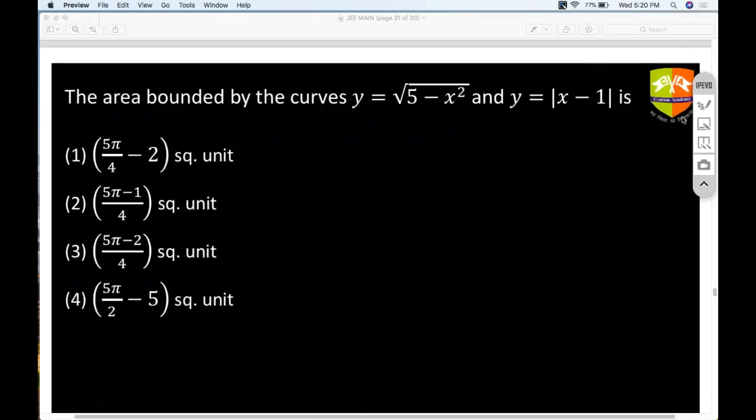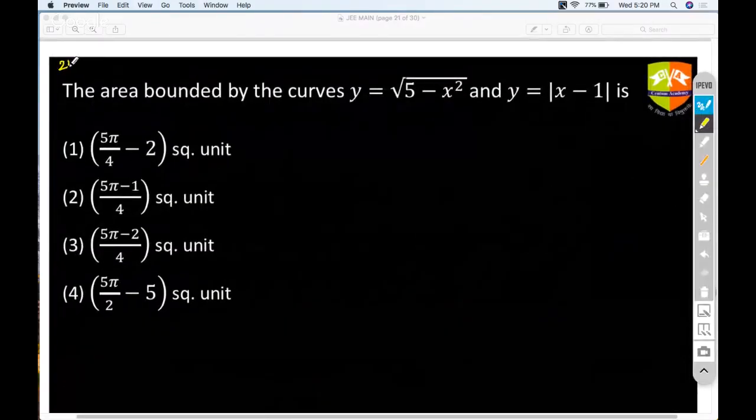Question number 21. Find the area bounded by y is equal to under root of 5 minus x square and y equal to mod of x minus 1.